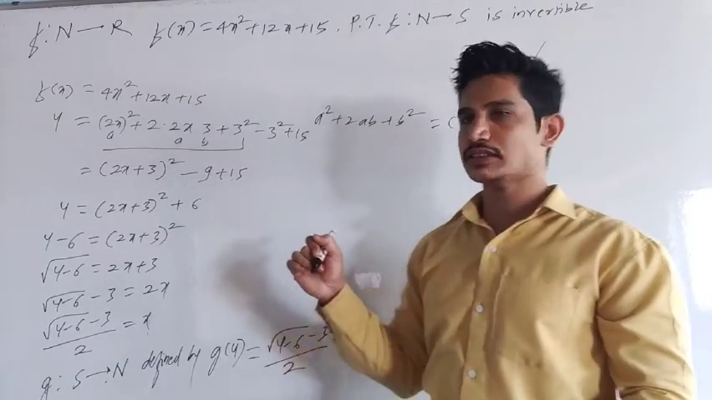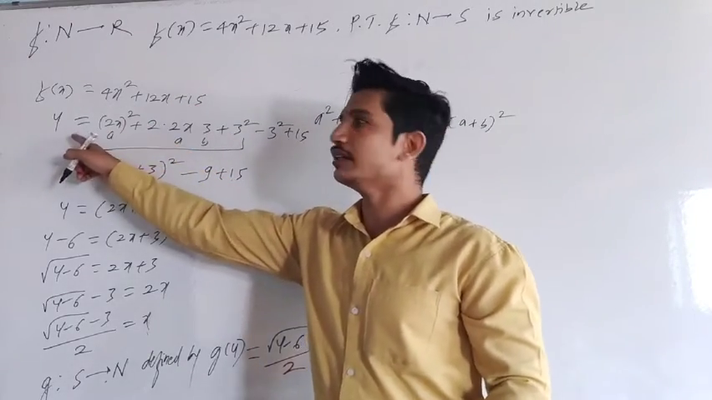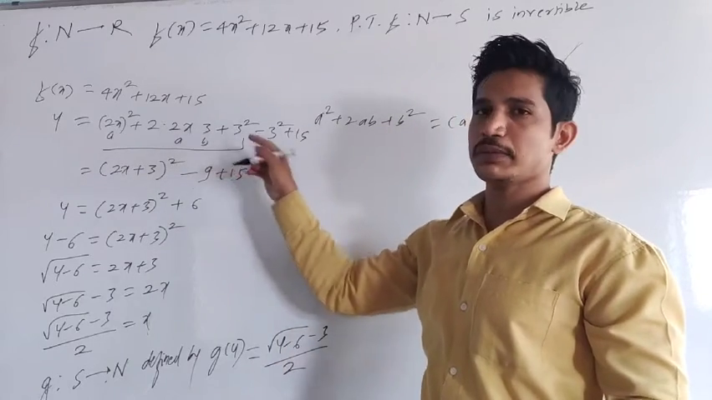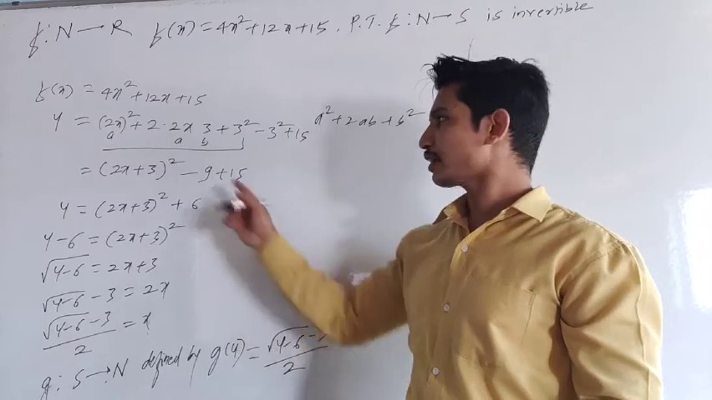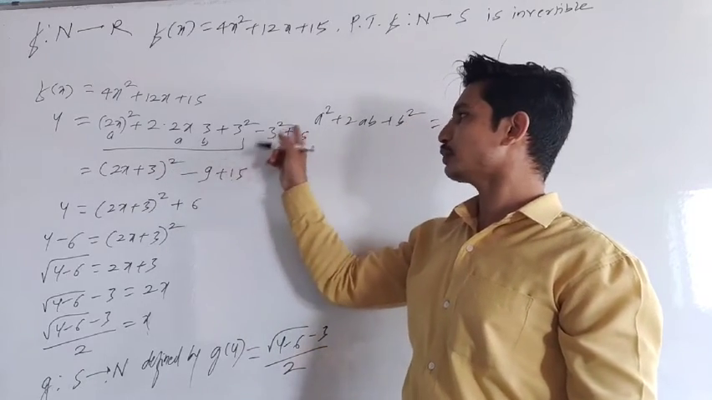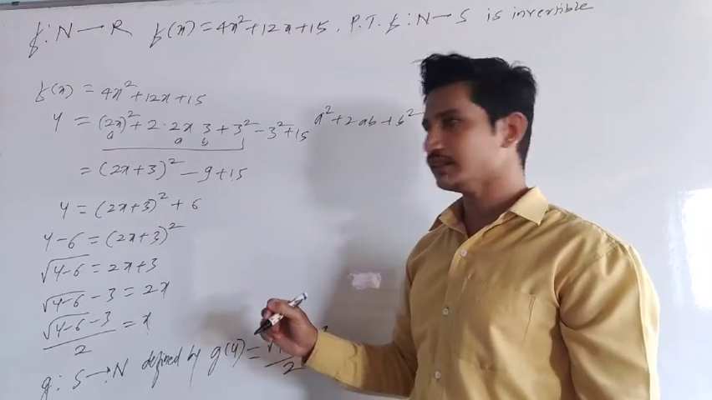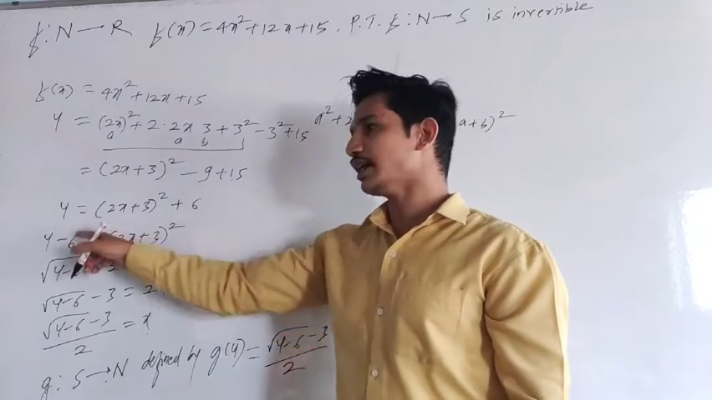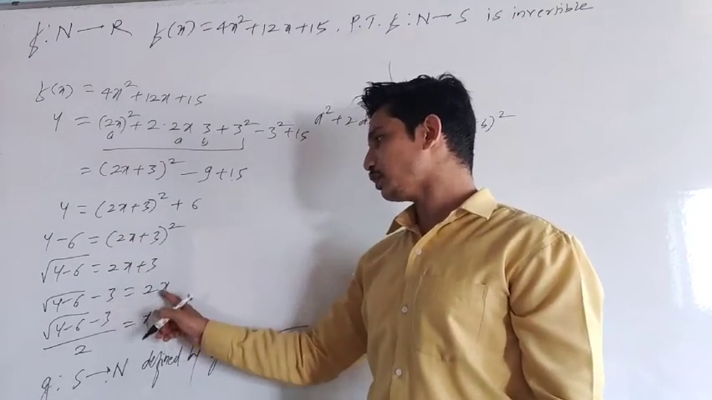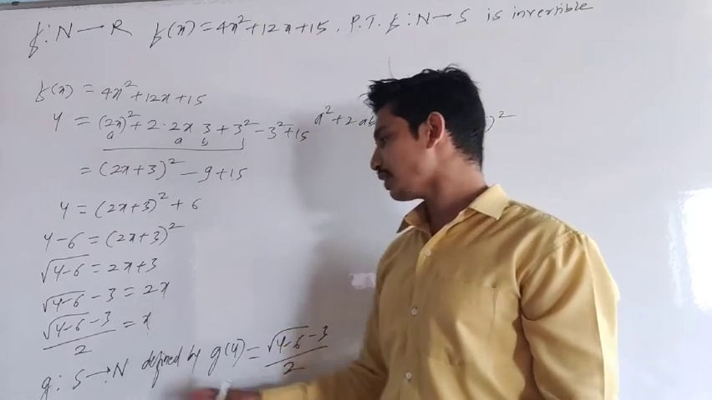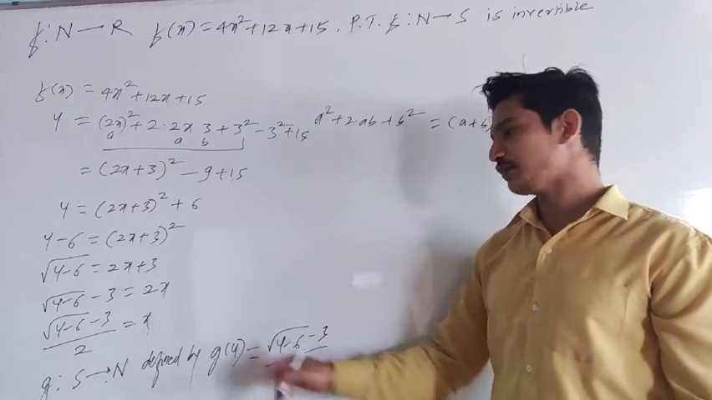So see once again what I do here. First write f of x, which is y. Then convert it using the a plus b whole square formula, a square plus 2ab plus b square: (2x plus 3) whole square, 3 square is 9, 15 minus 9 is 6. Plus 6, transfer this side, minus 6, take square root on both sides, 3 transfer this side, 2 transfer this side. This is the value of x, so the value of x is right here as g of y.